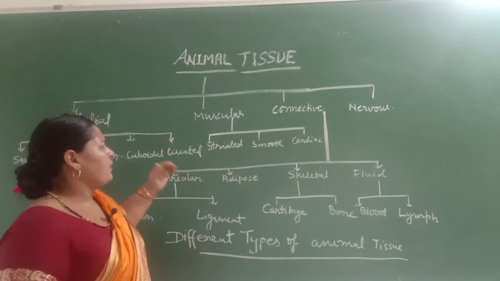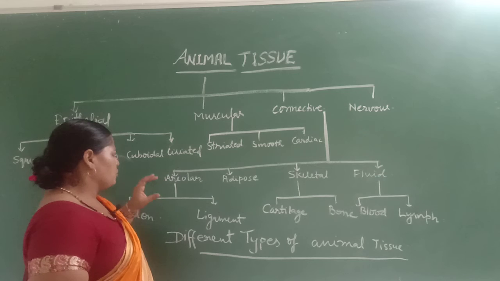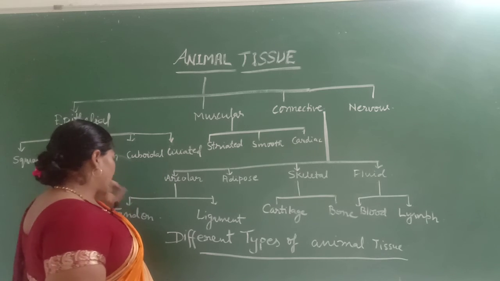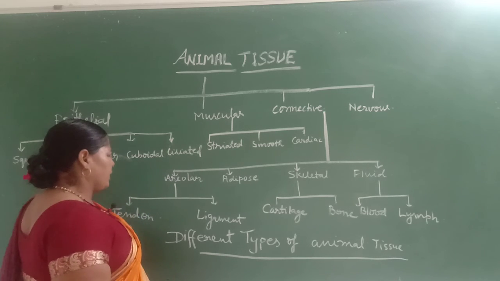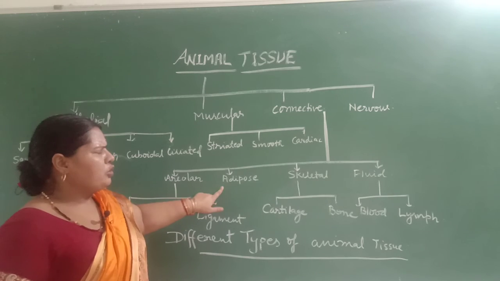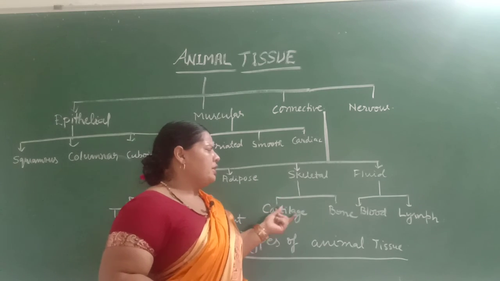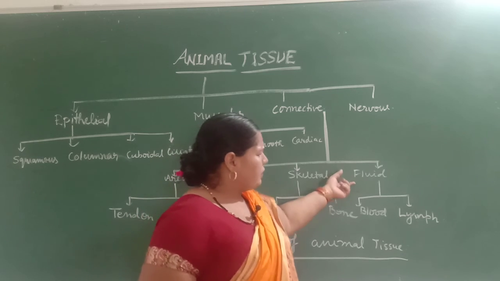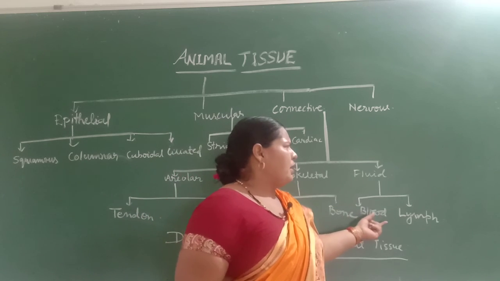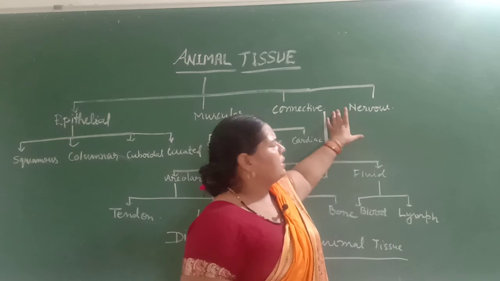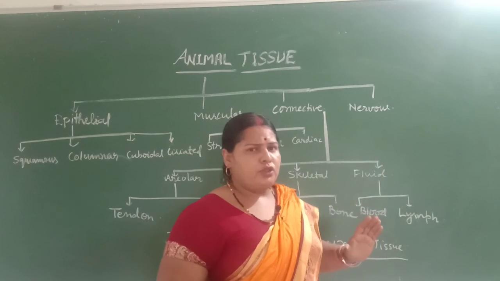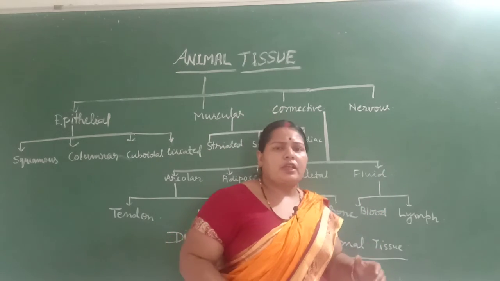These groups are further divided into two different groups. Areolar is divided into tendon and ligament, adipose has no division, skeletal is divided into cartilage and bone, and fluid is divided into two groups, blood and lymph. There is no division of the nervous tissue. So students, you learn very carefully.